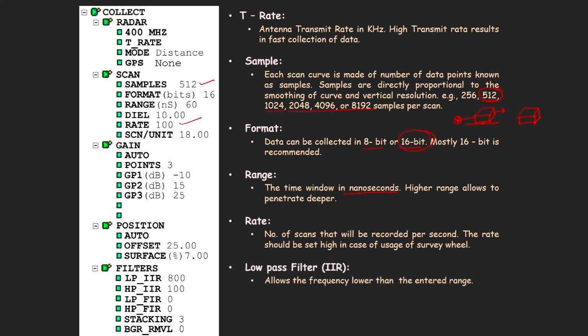Then usually we give IIR low pass filters, which allow the frequency lower than the entered range. So it will allow the frequency lower than what we have entered. Mostly in a 200 megahertz antenna we take 550 and 600 like that. Then the high pass filter allows the frequency higher than the entered one. Whatever you have entered, the frequency will be limiting the portion of the data collected.